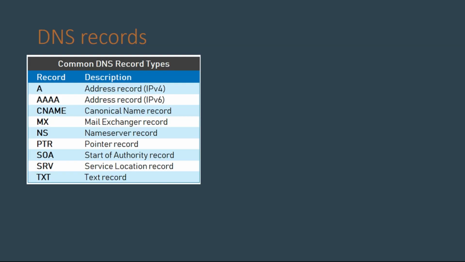The next piece of the puzzle is the DNS. As you can see here, there are many types of DNS records. The A record is used to map a domain to an IP version 4. The AAAA record is used to map a domain to an IPv6. The MX record, for example, is used to map where to deliver emails for a specific domain.